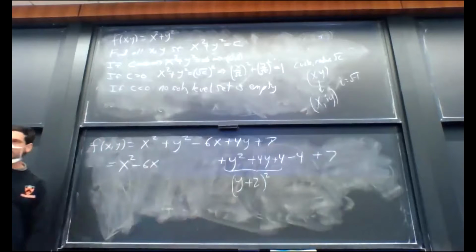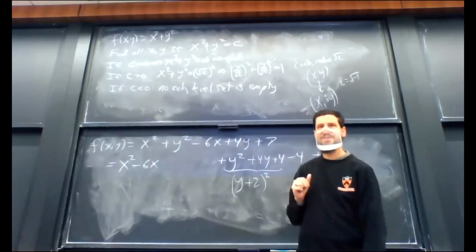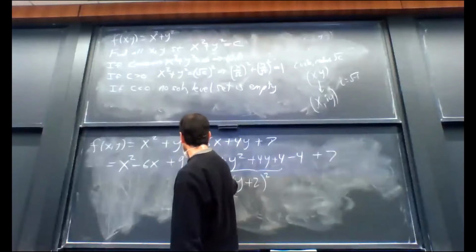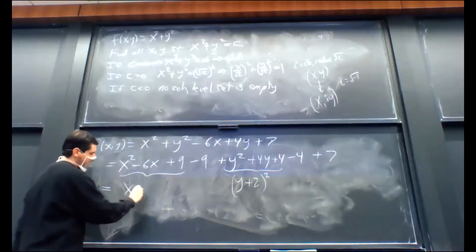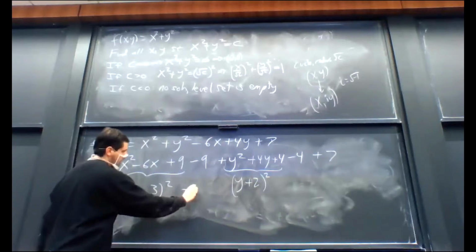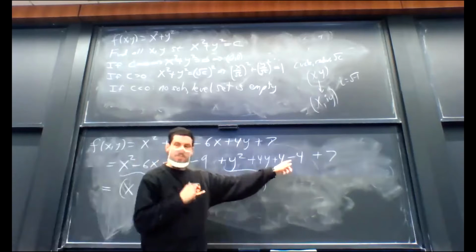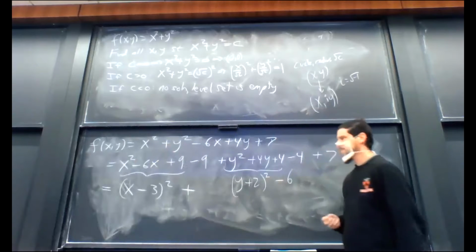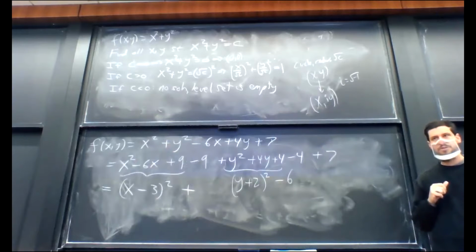What should we do with x squared minus 6x? Plus 9 minus 9. And now, this part over here is just going to give us x minus 3 squared. So we have a minus 9, and the minus 4 is minus 13, plus 7 is minus 6. And now we can see this looks a lot like a circle.